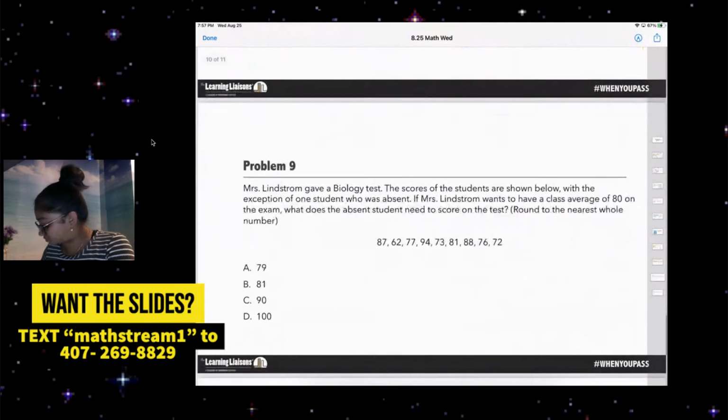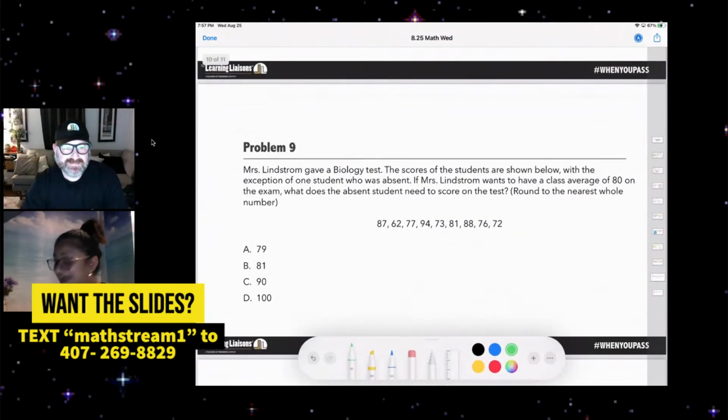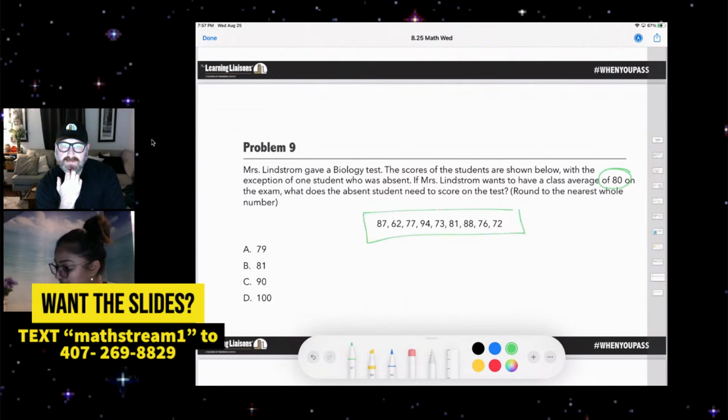We don't have time for the last problem, but I can give you a hint. I'll give you a hint and I'll give you the answer, and I want you to take time and sit down and solve it. I'll read it very quickly so we can get through it. So we have this biology teacher. We have the scores that the students made, and she wants an average of 80, but she has all of this. They tell us that a student is missing from all of the scores.